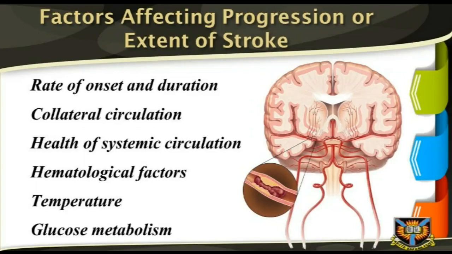4. Hematological factors. A hypercoagulable state increases the progression and extent of microscopic thrombi, exacerbating vascular occlusion. 5. Temperature. Elevated body temperature is associated with greater cerebral ischemic injury. And 6. Glucose metabolism. Hyperglycemia can adversely influence the size of an infarct.